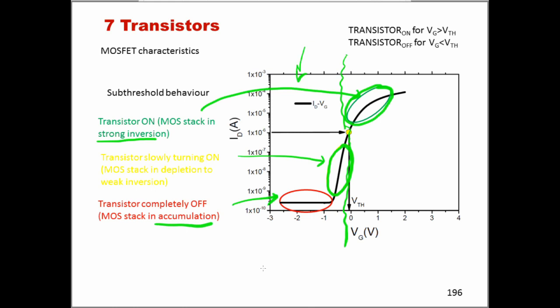So the transfer characteristic of a transistor, if we plot it in a log-linear plot such as this one, should show these three characteristic regimes that map perfectly with what we know is happening in the MOS gate stack.